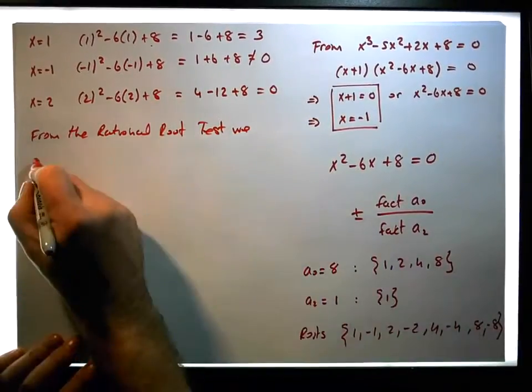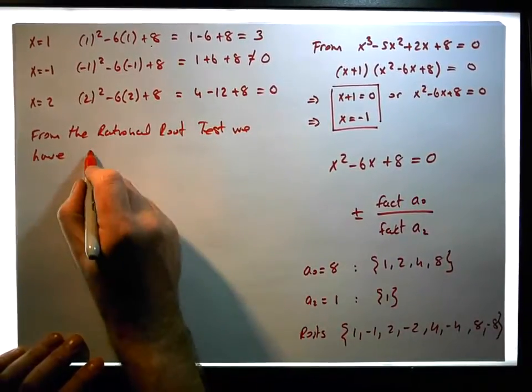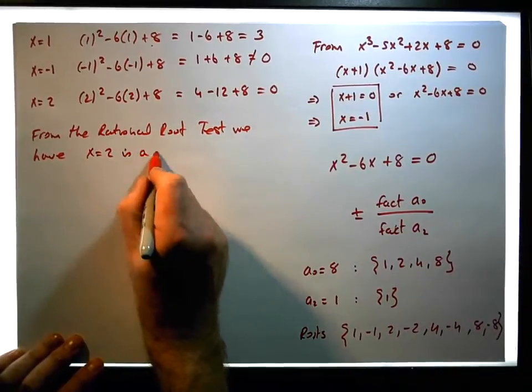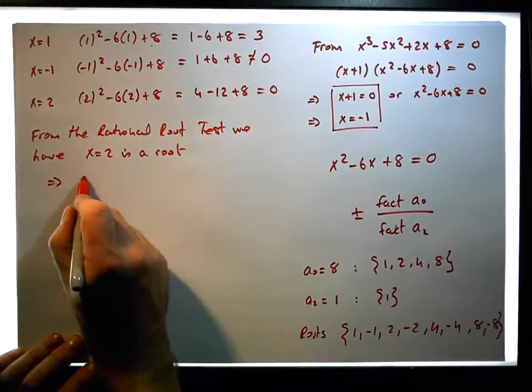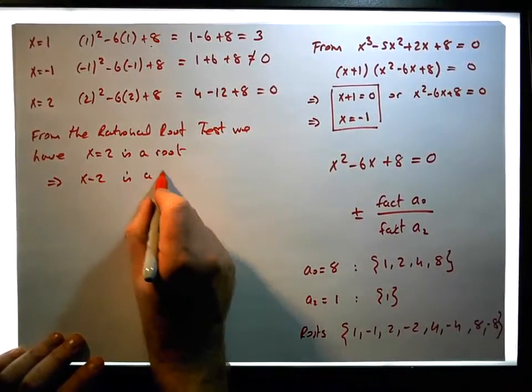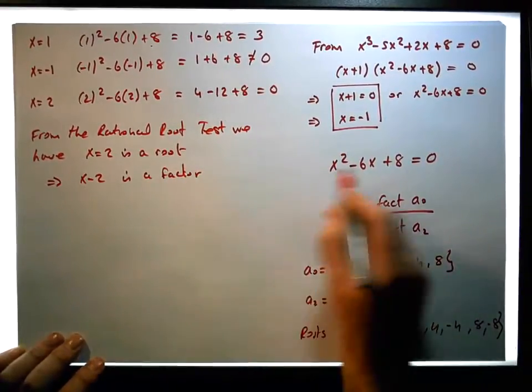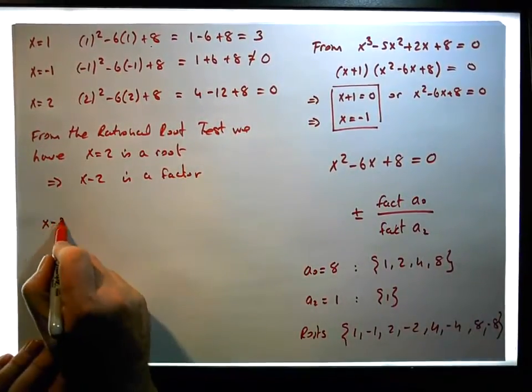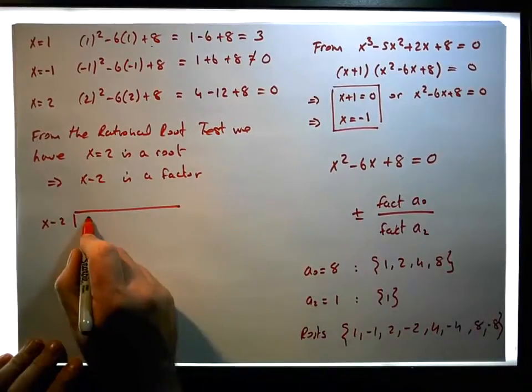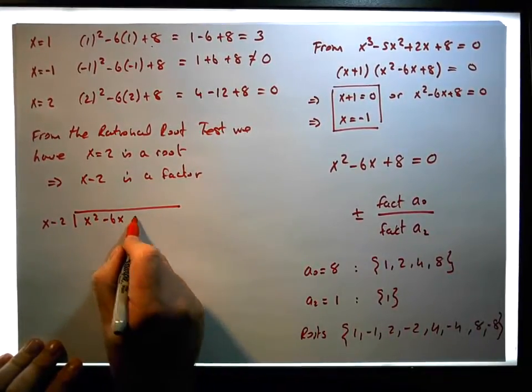We have that x is equal to 2 as a root, which implies that x minus 2 is a factor. So now what we could do is divide that into here. So we have x minus 2 divided into x squared minus 6x plus 8.